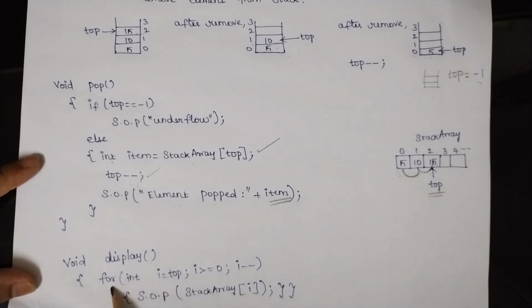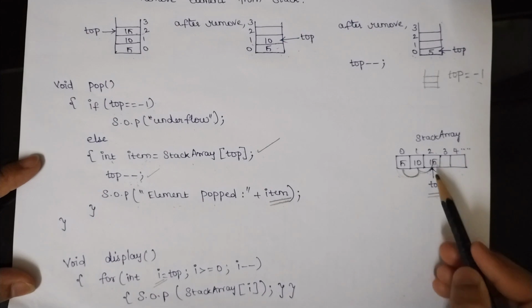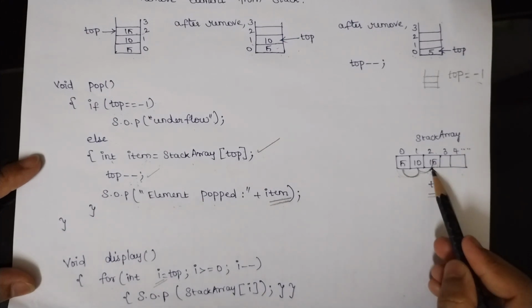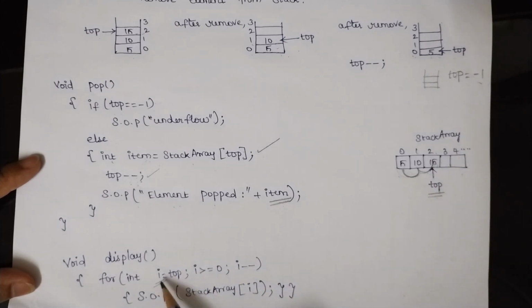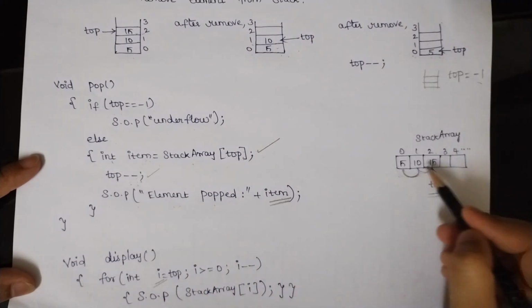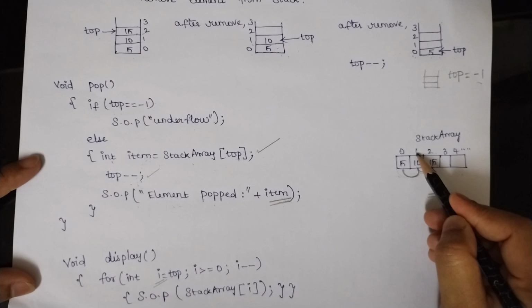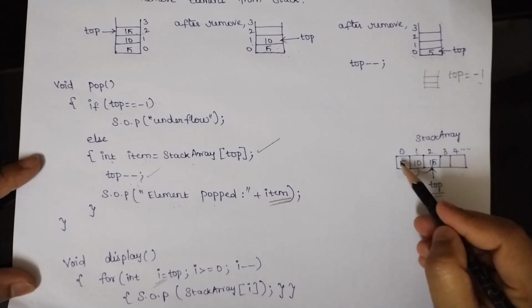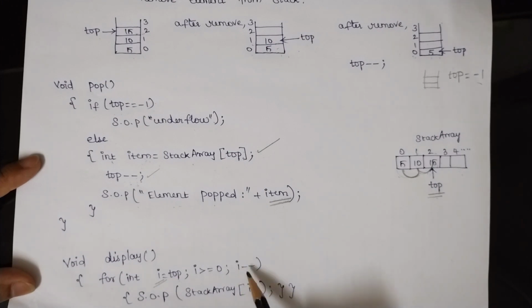For iteration, I have used a for loop. Inside this for loop, the variable i is initialized with the top value first, because I am going to display the value that is present at the top first. And what is the next value I need to display? The next value is 10, which is present at location 1. So from 2, I'm going to 1, which means I'm decrementing the value. That is why I have done i minus minus, decrementing the value one by one.